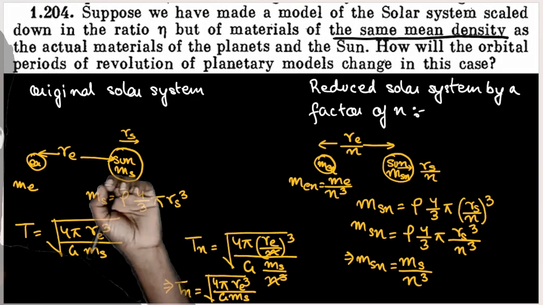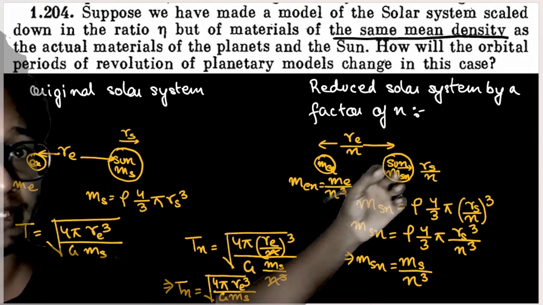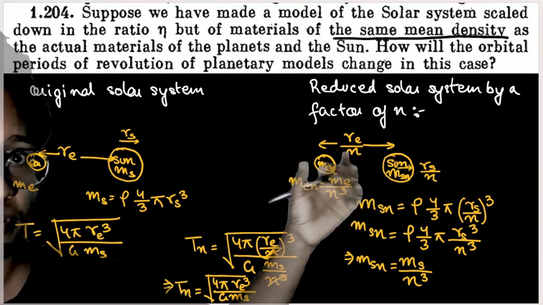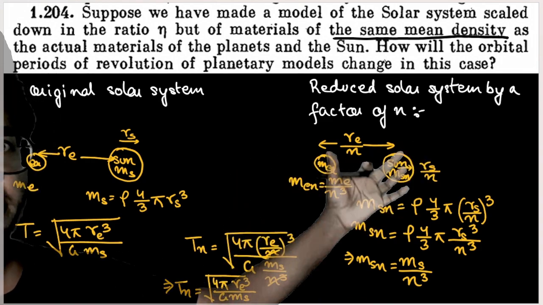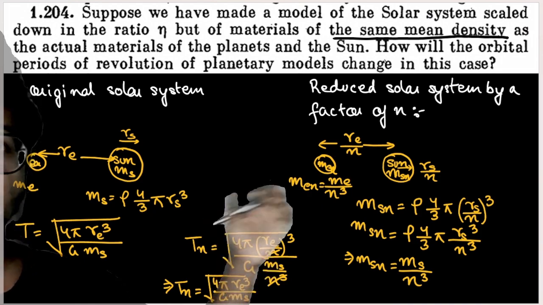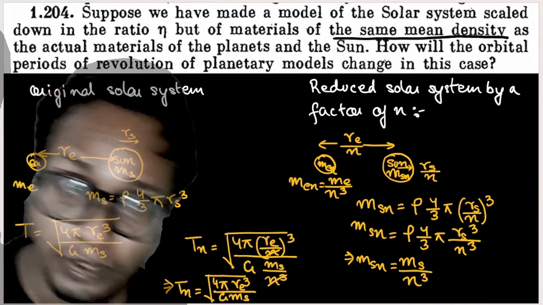The two important things to note out here is we are not reducing the mass by n or volume by n. We are reducing the radius or size of everything, or linear everything, by a factor of n. The radius, distance, astronomical unit, that has been reduced by a factor of n. So this was done. Next question, question number 1.204.